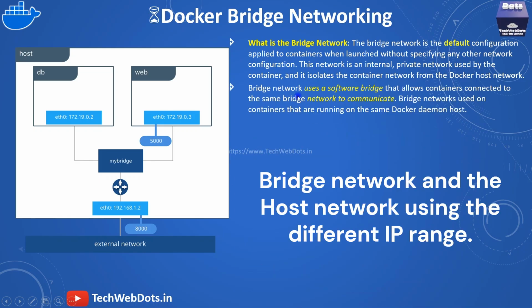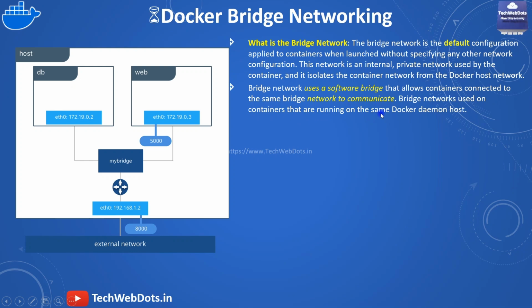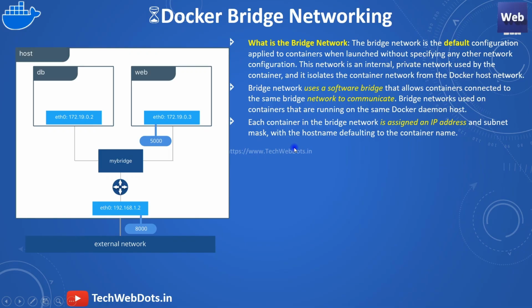Okay, bridge network uses a software bridge that allows containers connected to the same bridge network to communicate. It means these two are connected to my software bridge, through which they can communicate. Bridge networks are used on containers running on the same Docker daemon host. On the same host, this my bridge exists, through which they can easily communicate.